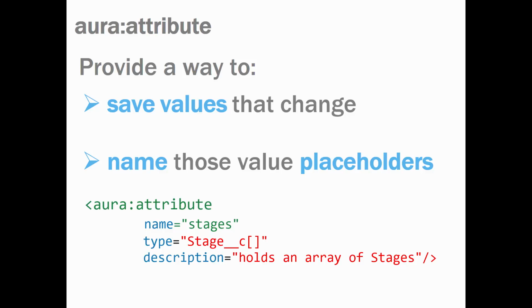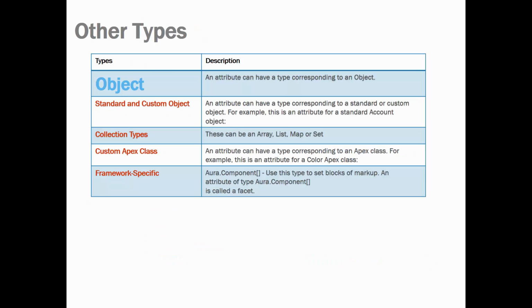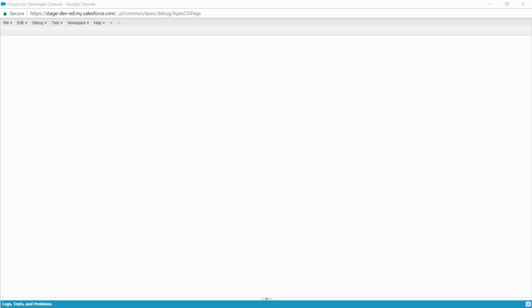Now, the thing we're going to be talking about today is the object. An attribute can have a type corresponding to an object. In this case, our corresponding type is going to be an object of type account, and I'll show you that in a minute. Okay, so let's jump in and let's start doing this.